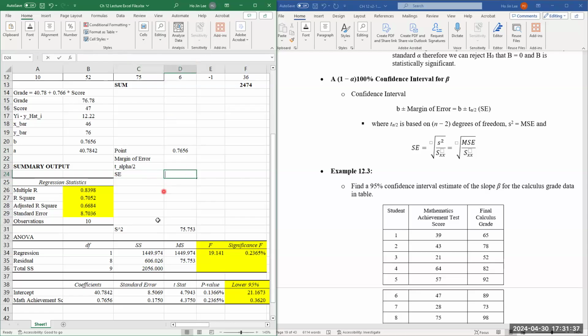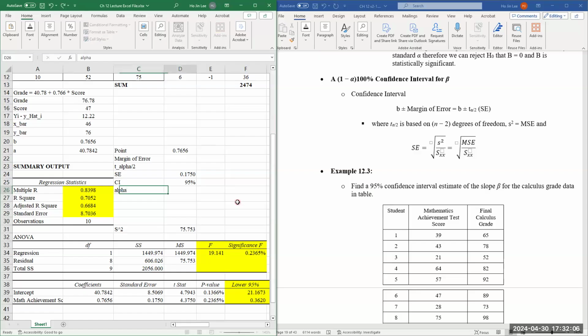Standard error we already know is this one right here. T of half an alpha, that's a T.INV. What is alpha again? Well, we want to find a 95% confidence interval, so let's do it with 95%. The confidence interval is 95%. That's what we're going to build.